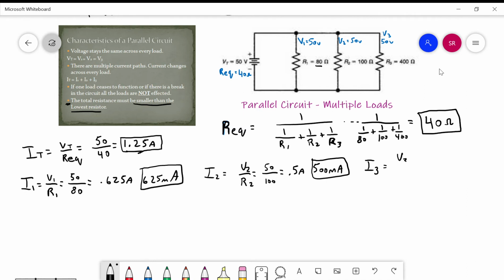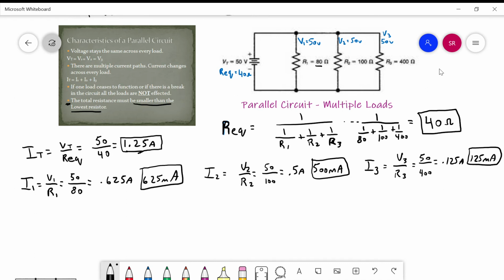V3 over R3 is 50 divided by 400. Now, if the resistance is the highest here, that means my current should be the lowest here. Let's see if that's true. So what do I get? 50 divided by 400. I get 0.125 amps, or 125 milliamps.